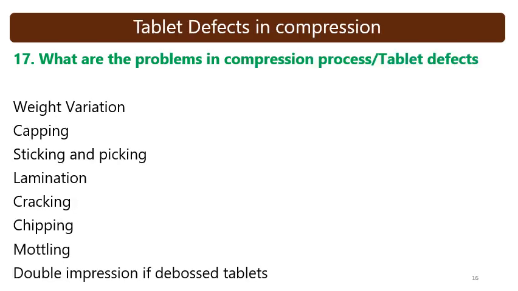Then another question asked in the interviews is what are the problems in compression, or what are the compression defects for tablet formulation. These are weight variation, that means the weight is not uniform, it is varying from tablet to tablet, which may be because of improper flow. Then there are capping, sticking and picking, lamination, cracking, chipping, mottling, and double impression if debossed tablets are there.